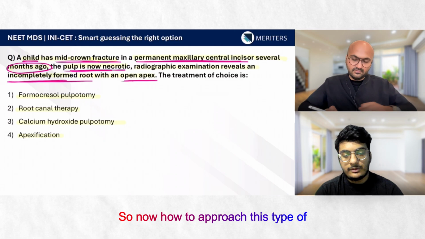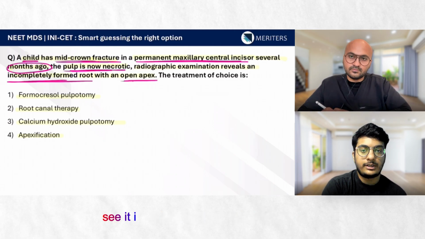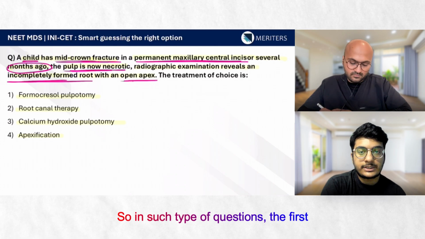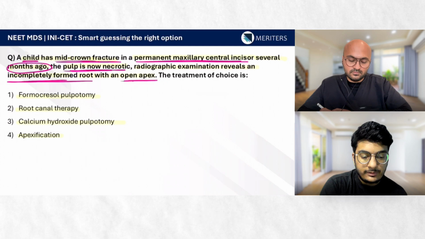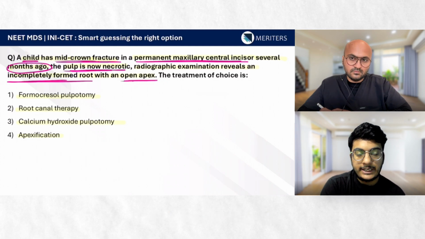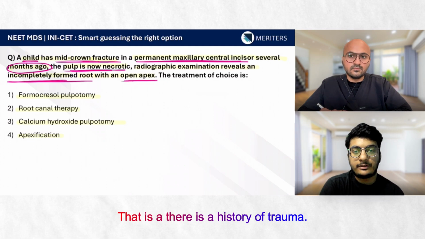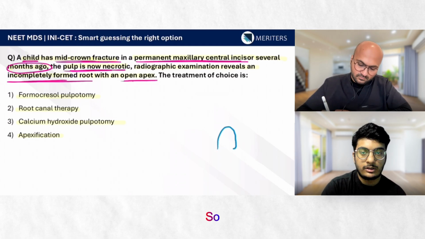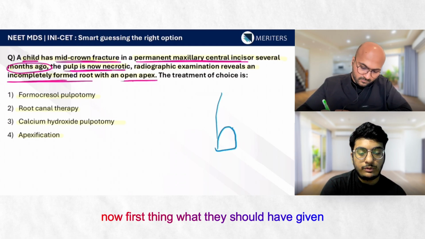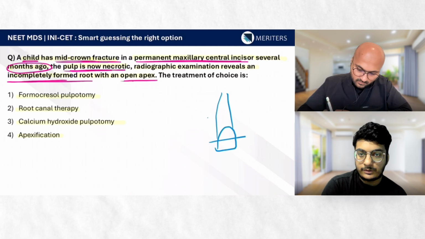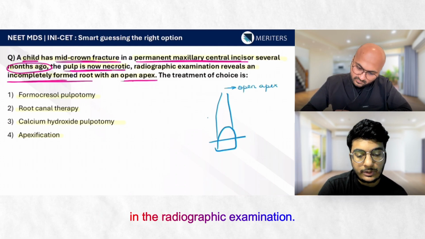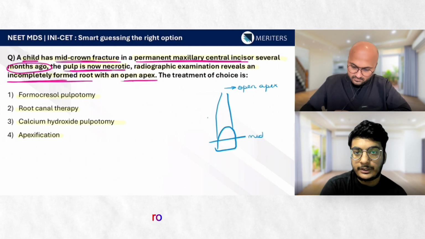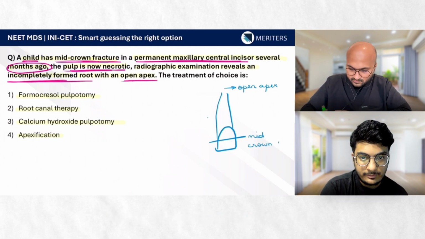Now how to approach this type of question is, see, it is a very conceptual based question. In such type of questions, the first thing is to look for the keywords, as you have rightly underlined. First of all, it is a child patient with a mid crown fracture, that is, there is a history of trauma. Now, the first thing they should have given is the age of the patient. But since they have not given age, they have mentioned another very important clue in the radiographic examination, that is, it is an incompletely formed root with an open apex.